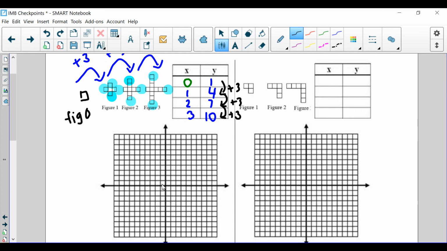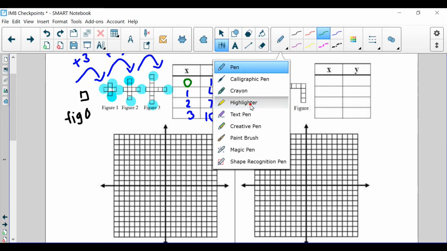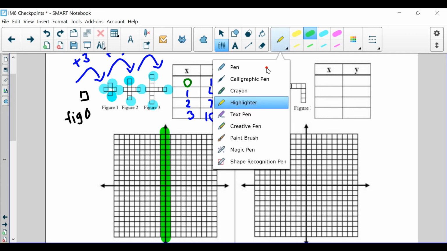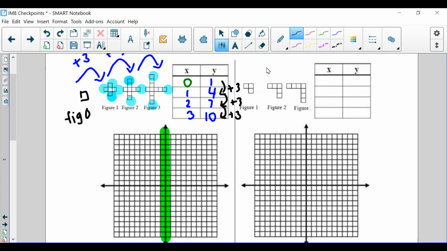Okay, now it's time to graph. Alright, so what we're going to do is start off with our y-intercept, and our y-intercept is always drawn right over here. I'm going to highlight that y-axis for you guys. There we go. Where is 0, 1? 0, 1 is going to be located on that y-axis, which is here.